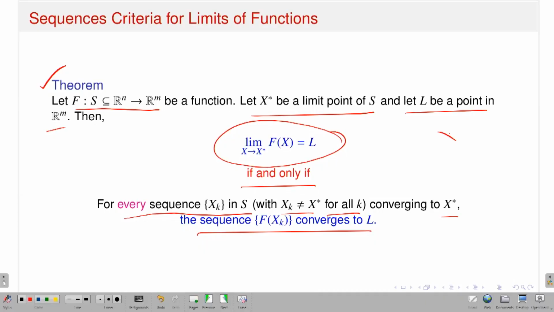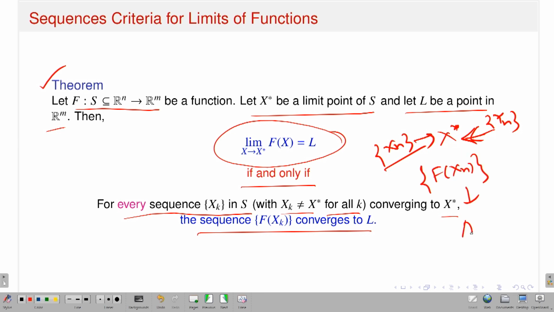So suppose you have a point x star, and suppose I have a sequence xn which converges to x star, and you have another sequence yn which also converges to x star, but somehow you prove that f of xn converges to one point, say a1, and f of yn converges to another point b1, which is different. Then you will immediately say that the limit does not exist. So to show the limit does not exist, these kinds of things are useful.